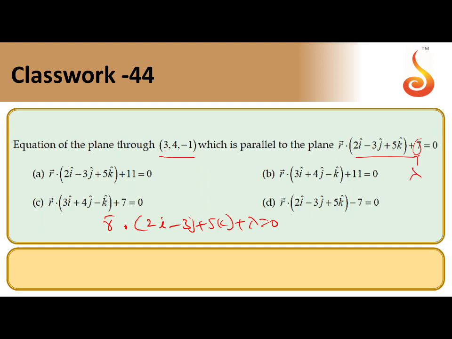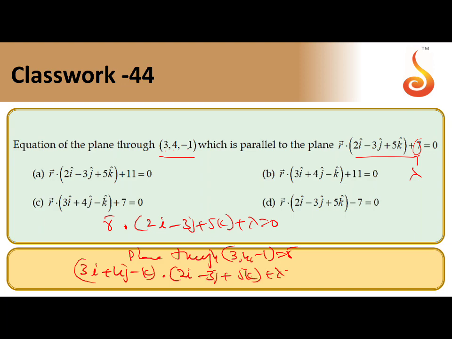The plane is passing through which point? 3, 4, minus 1. You can take this as r bar. So r bar is 3i plus 4j minus k dot (2i minus 3j plus 5k) plus lambda equal to 0. You can calculate the lambda value. Lambda plus the dot product: 6 minus 12 minus 5 equal to 0.